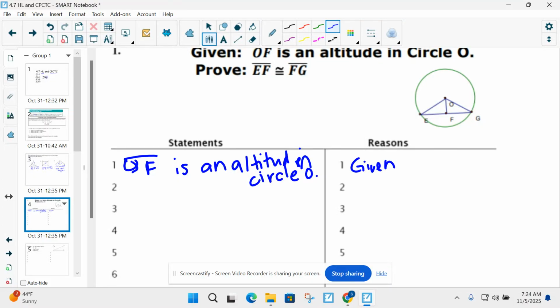So the definition of an altitude is that it goes through a point, so the point would be O, and it's perpendicular to the side that it intersects. So it's perpendicular here to segment EG. So we can say that OF is perpendicular to EG. And that's definition of an altitude.